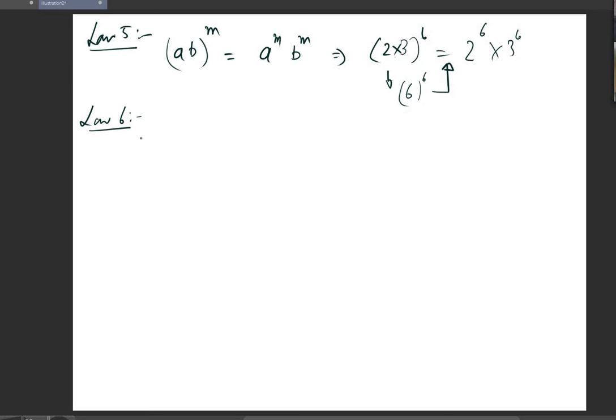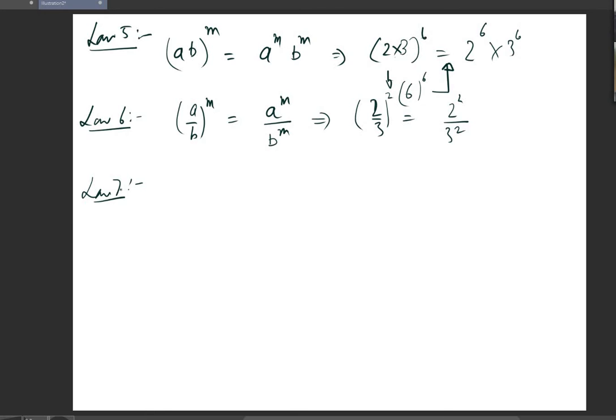Then you have law 6. Very similar to multiplication is division. If you have a fraction as a base raised to the power of an index, when you open up the bracket, it can go independently across numerator and denominator. So if I have 2 over 3 raised to the power of 2, it will be 2 raised to the power of 2 over 3 raised to the power of 2.